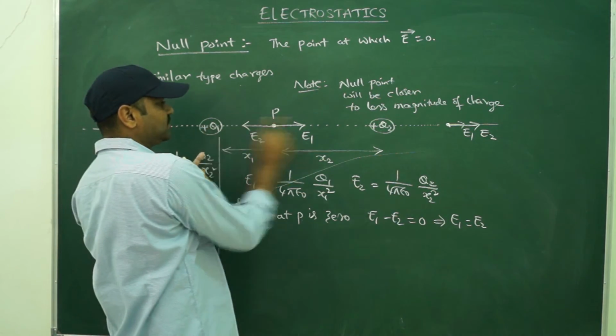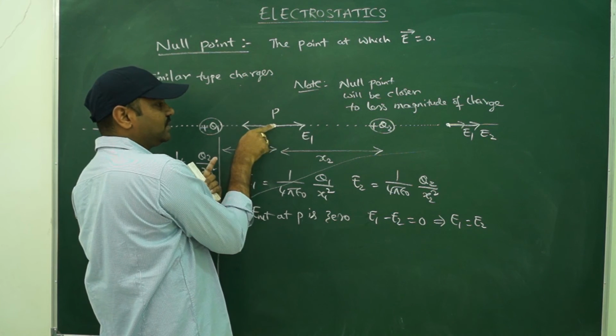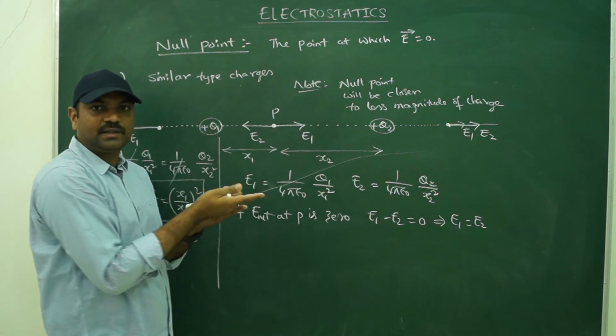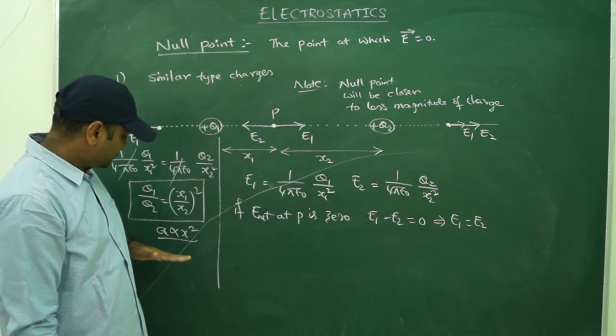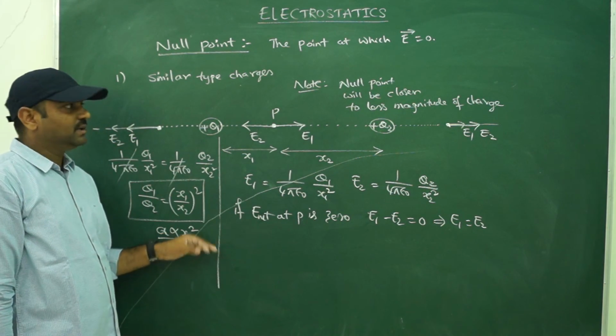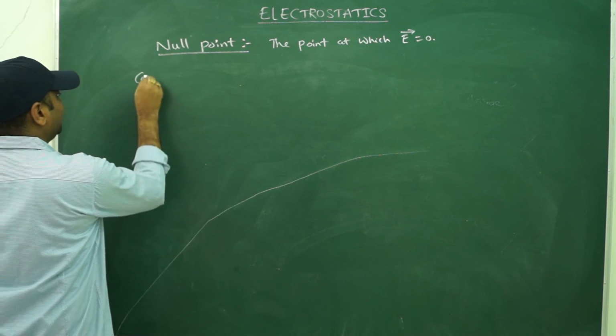Even if you take minus q1 and minus q2, the fields will be towards q1, E1, and towards q2, E2. So again they can cancel each other and you will get some relation. So remember the q proportional to x square idea whenever you have positive and positive charges. So we see that case 2.